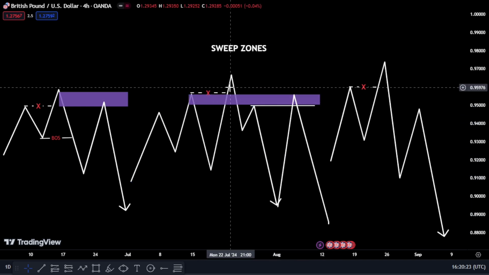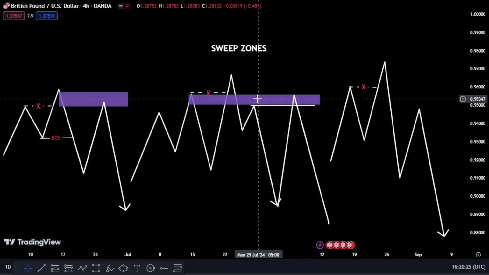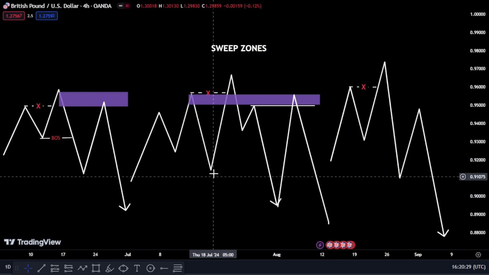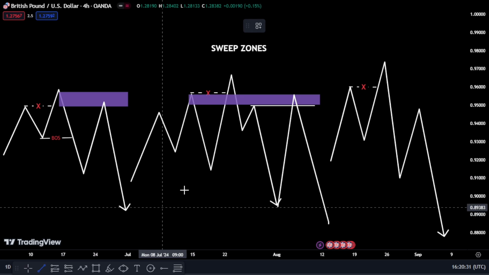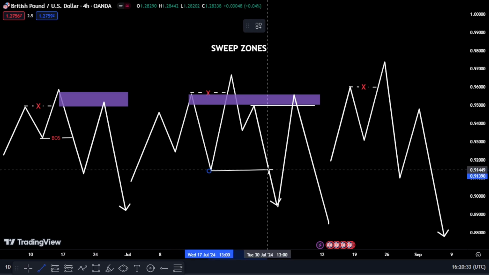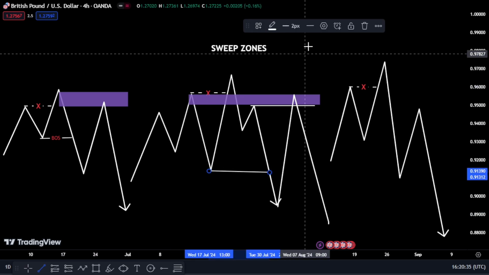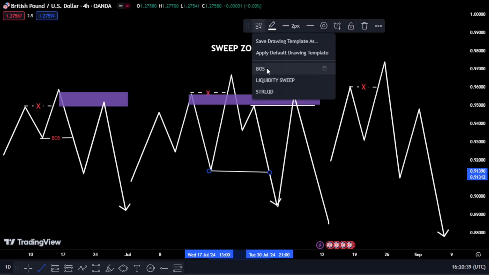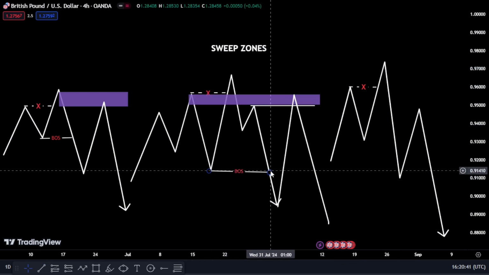So we have the sweep of liquidity. We have an internal high-low structure. Okay. Then that means there's a break of structure here, and then there is a break of structure here. This provides us with our break of structure.